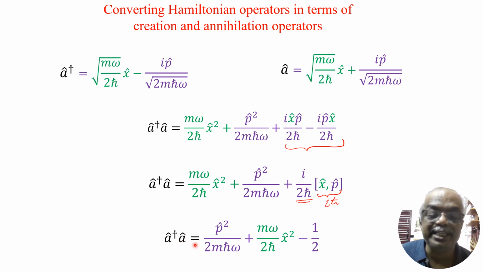So A dagger A is equal to p squared over 2m h cross omega plus m omega over 2 h cross x squared minus half. We will further simplify this.